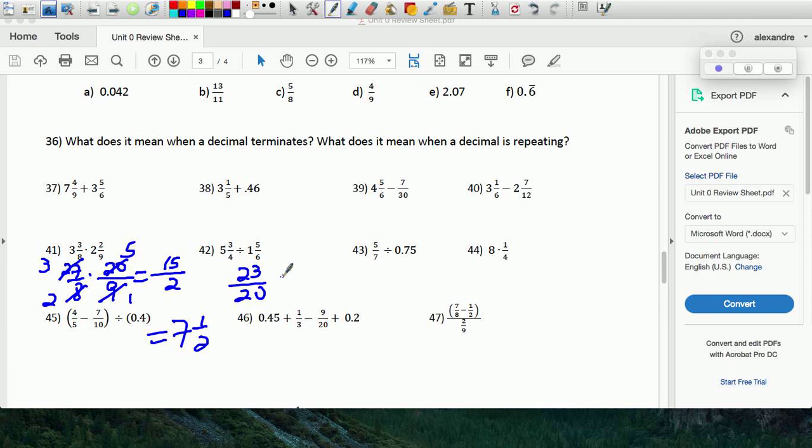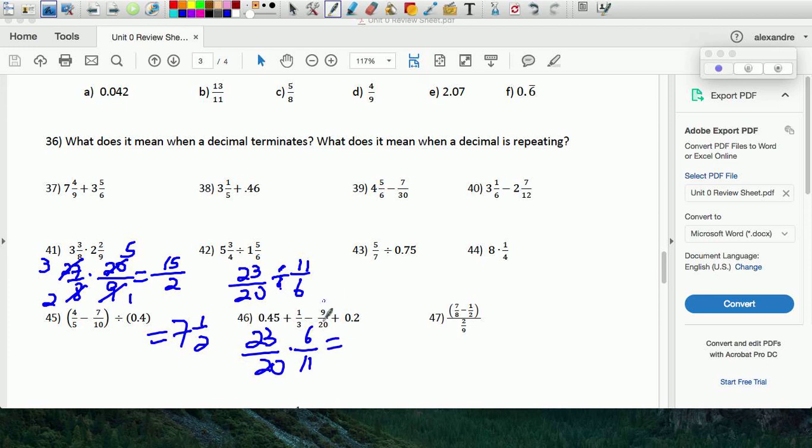Times, and I think I did something wrong. No, that's right. Times 6, 6 times 1 is 6 plus 5 is 11 over 6. It's division, right? So that's division. Now I'm going to change that to multiplication. So it's 23 over 20 times 6 over 11.